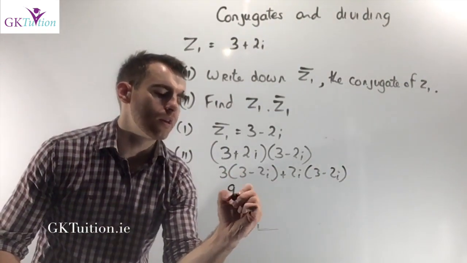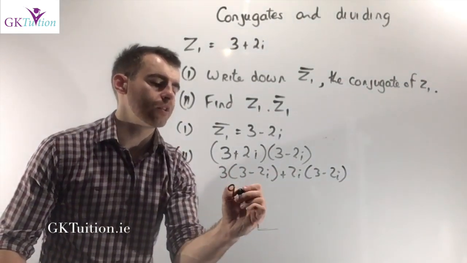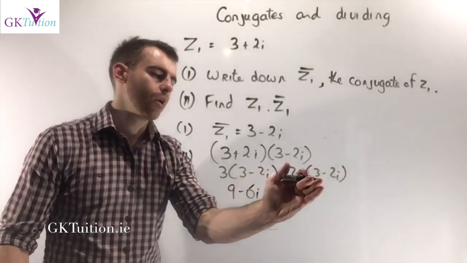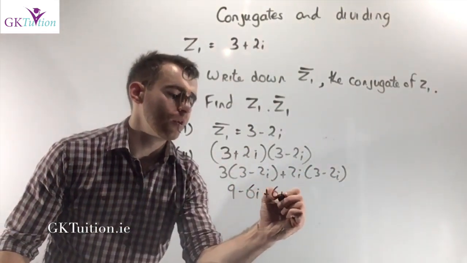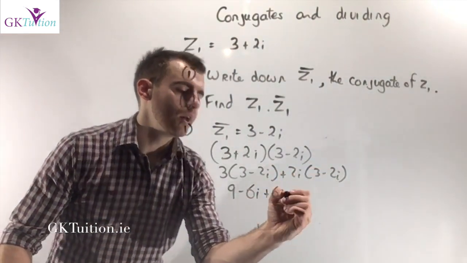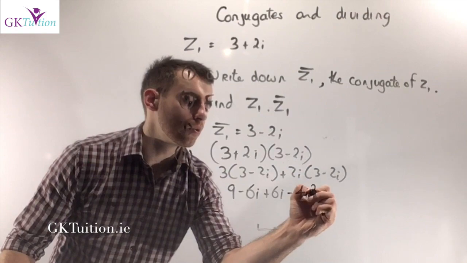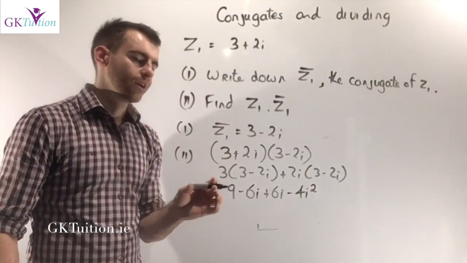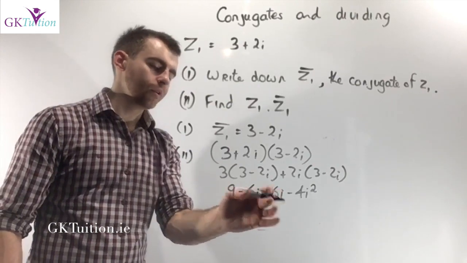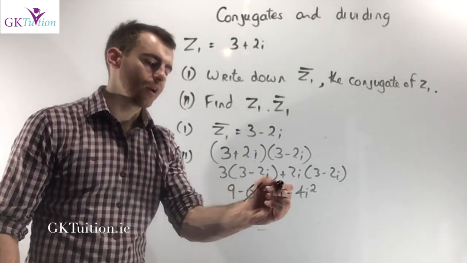3 by 3 gives me 9. 3 multiplied by minus 2 gives me minus 6i. Plus 2i multiplied by 3 gives me plus 6i. Plus 2i multiplied by minus 2i is minus 4i squared. Now the important thing here, I want you to look at the two middle terms. I have minus 6i plus 6i. So they're going to cancel each other out.